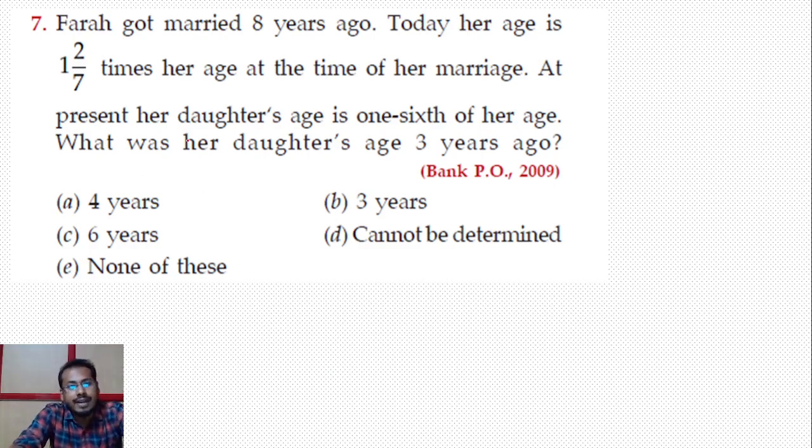Farah got married 8 years ago. Today her age is 1 2/7. This is a mixed fraction. Whenever you get a value in mixed fraction, convert it into a fraction. So 7 times 1 is 7, plus 2, is 9/7. I can write it like this instead. Then at present her daughter's age is 1/6 of her age.